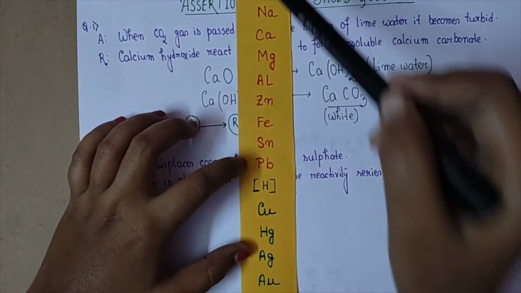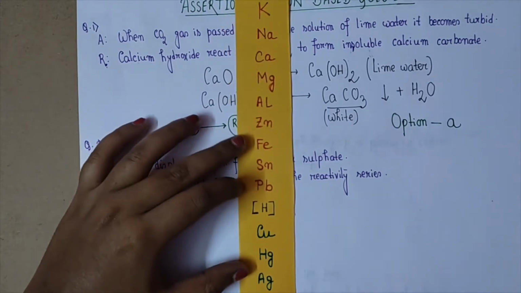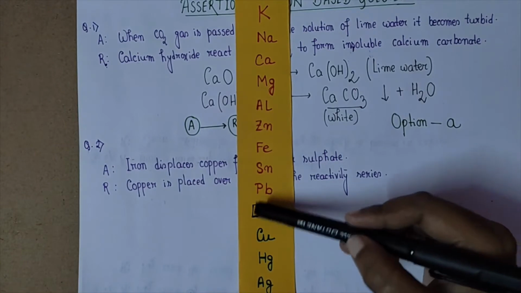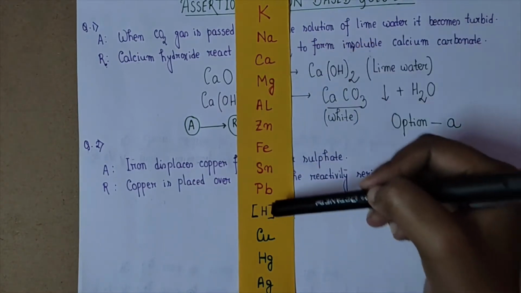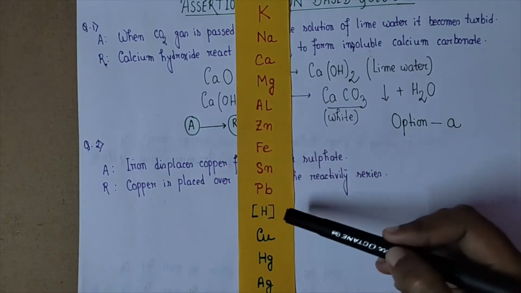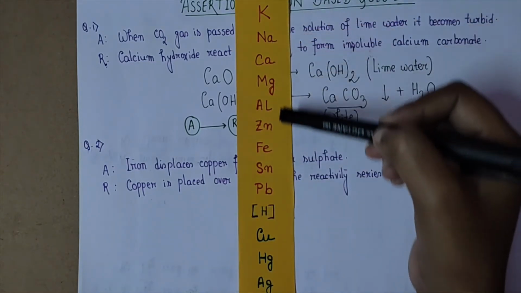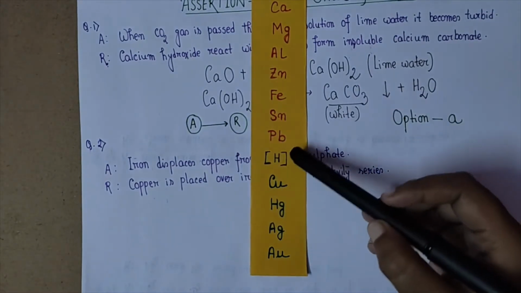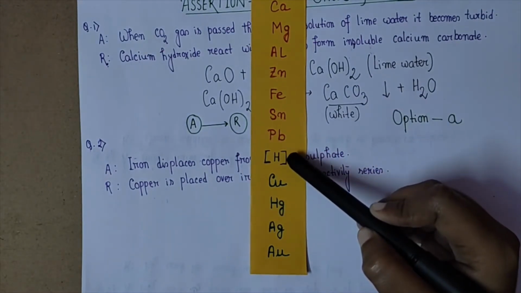the reactivity of the metals will decrease gradually, and the metals which are placed above hydrogen are more reactive than hydrogen. So all these elements placed above hydrogen are more reactive than hydrogen, and the elements placed below hydrogen are less reactive than hydrogen.